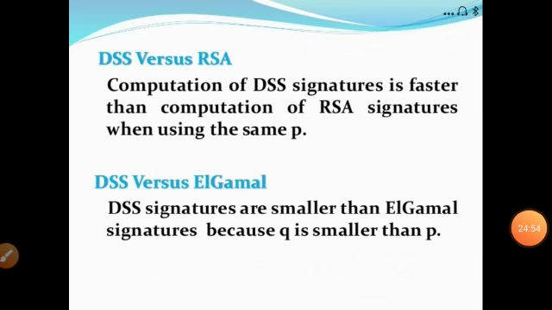That's all. So these are the digital signature schemes: ElGamal, Schnorr and the DSS. With this, the digital signature scheme is over. In the next video, we are going to discuss the next topic.